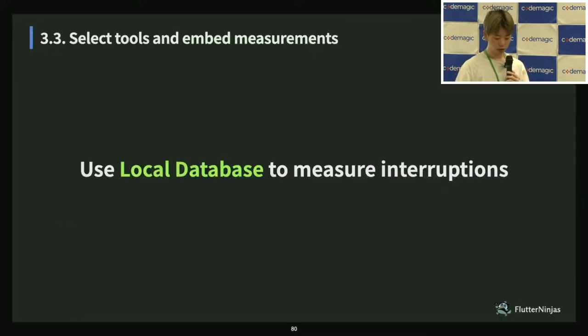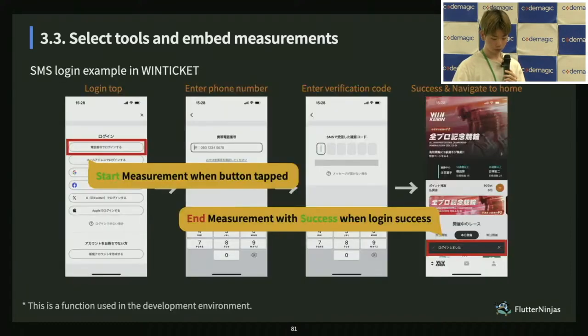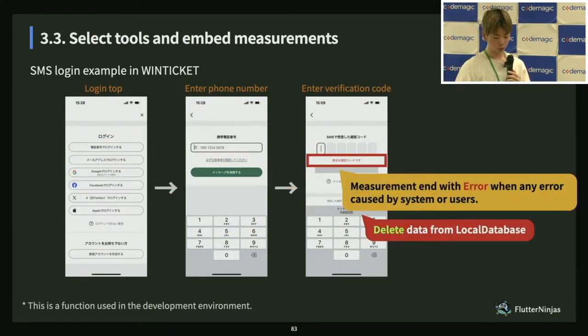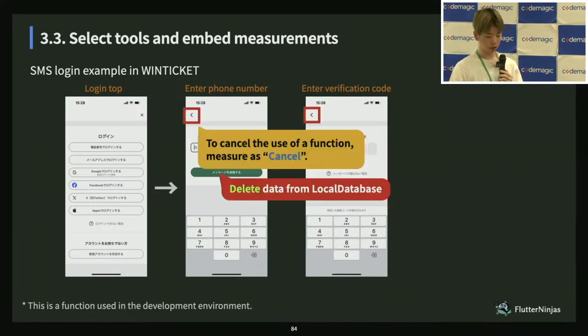So again, how should interruption be measured? I use the local database to measure interruptions. Let's look at the success pattern. When I measure the start, I save the measurement data as well. When the measurement ends in success, the data in the local database will be deleted. And when an error occurs, I also delete the local data. The same thing happens in cancel as well.